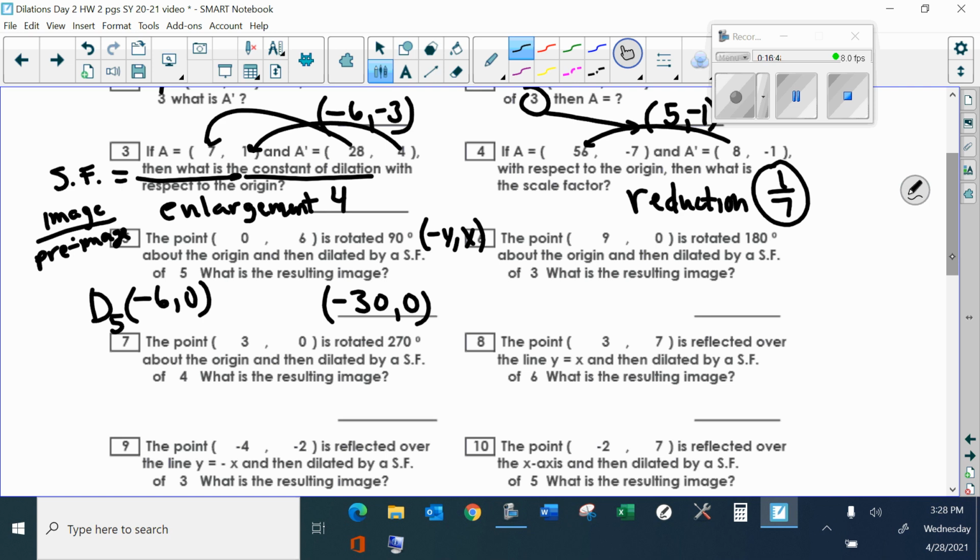All right, the next point is rotated 180 degrees. That rule is (-x, -y). Again, you're supposed to have these memorized. Quiz each other with the cheat sheets. So that makes it -9, 0. And then we're dilating it by 3. So -27, 0.